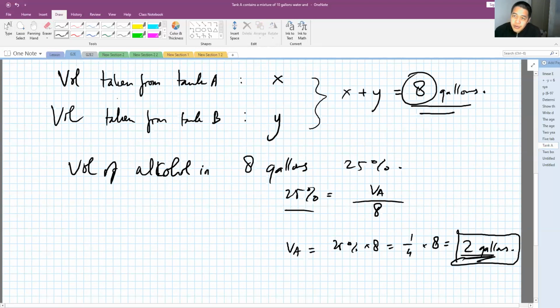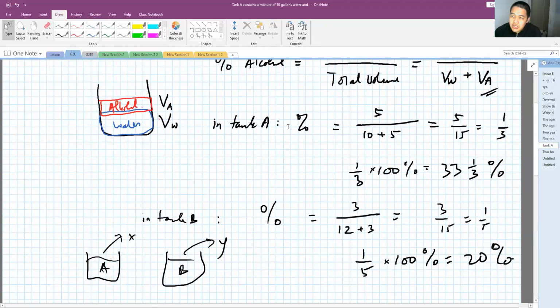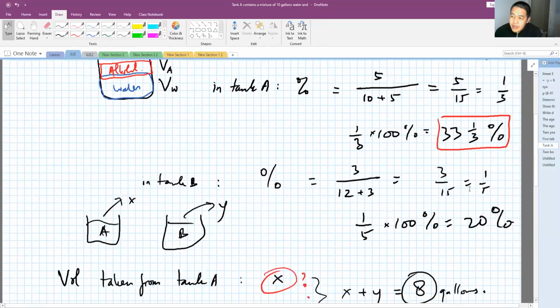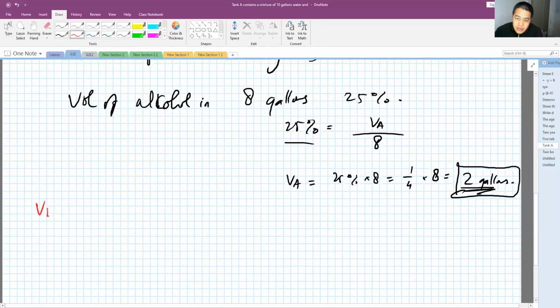Yeah, 2 gallons. So these 2 gallons of pure alcohol were created from tank A and tank B, and we need to know, if you take out the X volume from A, what is the volume of alcohol from this X? Okay, so let's go back to the percentage of the alcohol in tank A, which we already calculated. Remember this 33 1/3%? If I want to know the volume of alcohol in X, that should give me 33 1/3% times the volume, which is X. We already have this value before: 33 1/3% is 1/3 times X.